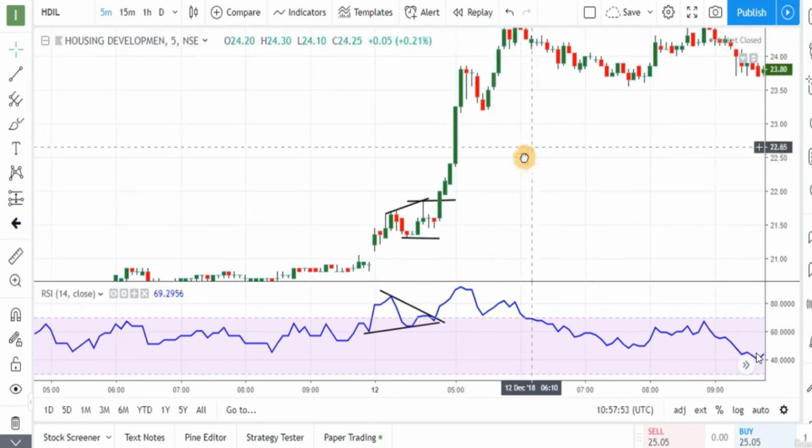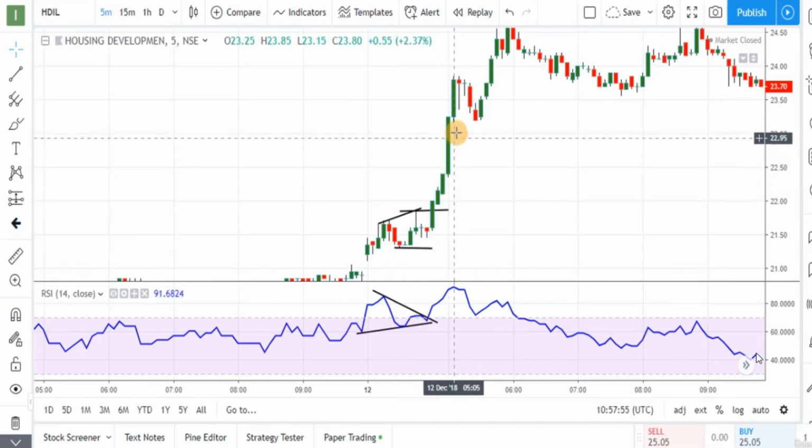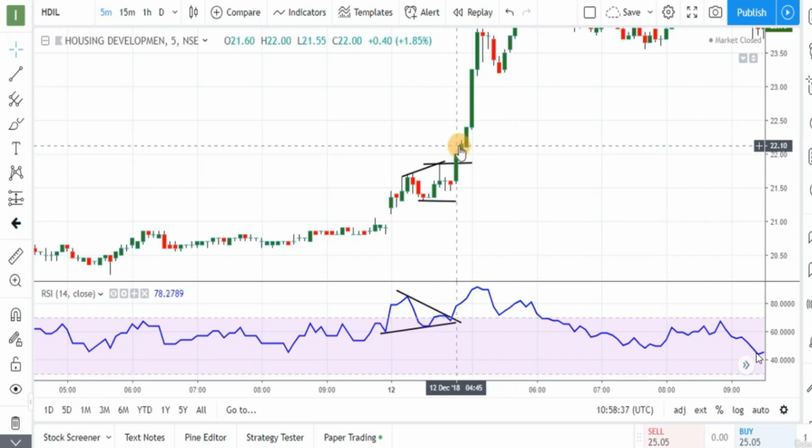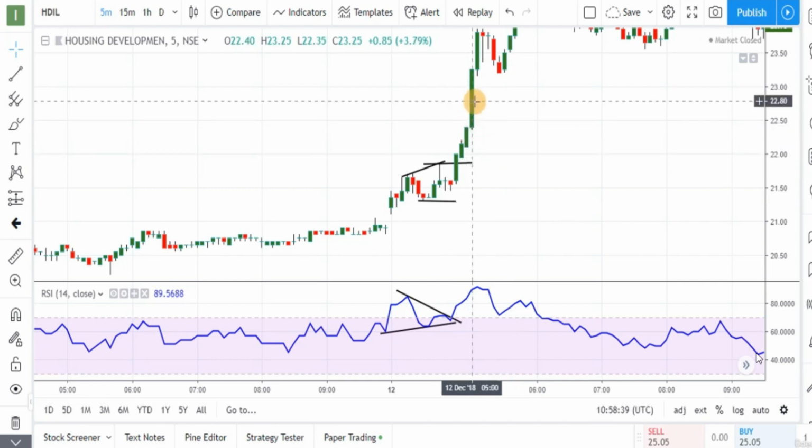And see the momentum in the stock. These three candles are very long candles because there is a high momentum. When we get a failing divergence, it means there is a high momentum in the stock and we don't get any retracement in the prices. See, these three candles are going in upward direction and it is a very sharp up move.